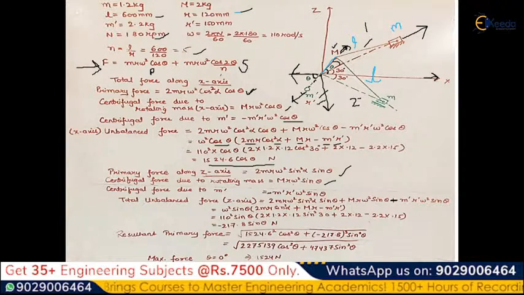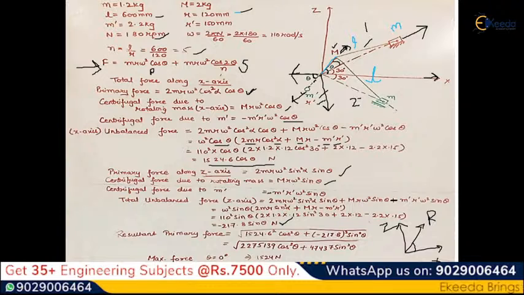So this is the total unbalanced force that we get along the z-axis, which is minus 217.8 sine theta Newton, because sine theta is the value that we have to calculate. So the resultant primary force will be the resultant of the forces along the x-axis and the z-axis. Under root of the horizontal component squared plus the vertical component squared gives us the resultant, and this angle is the theta, the beta, along which the resultant is acting. So this is the value of the resultant primary force that we get.